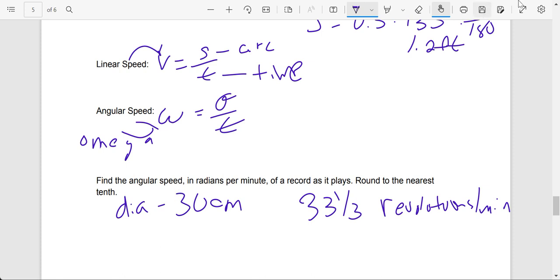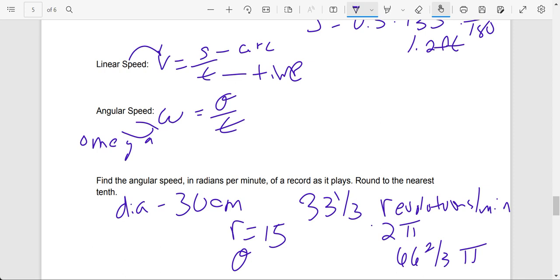So if I'm given diameter is 30, that means your R is 15, right? And I don't know my theta. How am I going to find my theta? There are 33 1/3 revolutions a minute. So how many times around a circle is it? That's how many. So we've got to multiply that by 2 pi to get your theta. So that times 2 pi will be 66 2/3 pi. So that's going to be your theta.